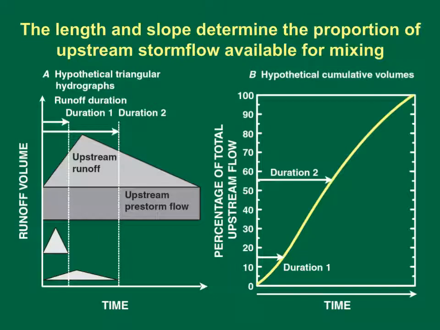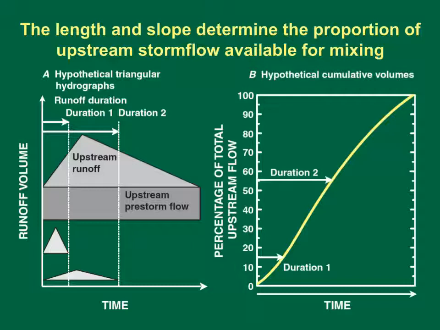This hypothetical figure shows the importance of modeling the timing of storm flows within a runoff event. The diagram on the left shows the runoff hydrograph from a basin upstream of a site of interest and two potential hydrographs from that site. The hypothetical graph on the right shows the cumulative percentage of total upstream storm flow that occurs as the storm progresses. The diagram shows two potential runoff hydrographs from the site of interest, one with a short duration, duration 1, and the other with a longer duration, duration 2.